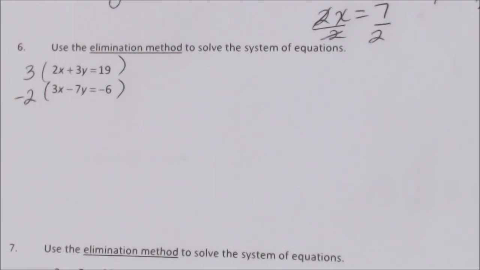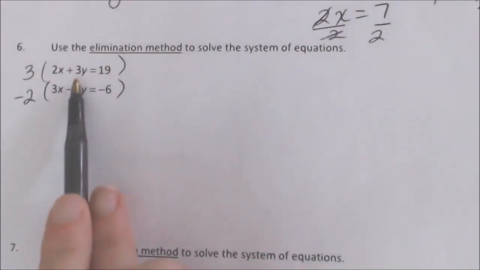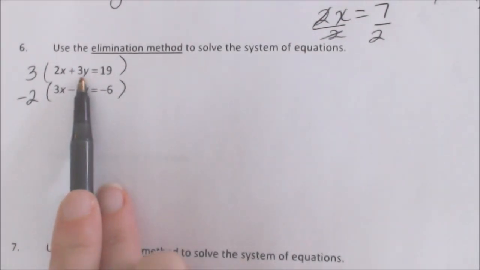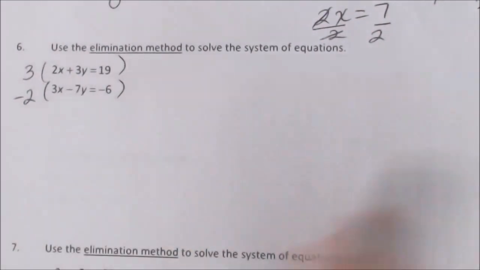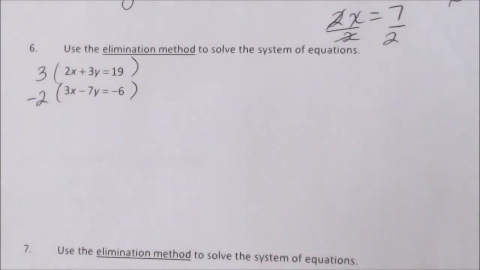The top would give you 6x, the bottom would give you -6x. Those would cancel out. I could have used -3 on the top and +2 on the bottom. As long as the signs are opposite after I multiply, they'll cancel out. You could have also eliminated the y's by multiplying the top equation by 7 and the bottom equation by 3. That would have eliminated your y's. There's more than one way to solve these. Do whichever method you see first when you're working these out.